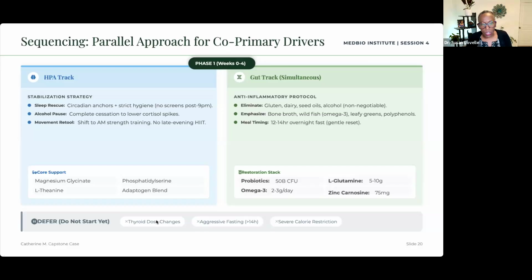Hold off on changing a thyroid medication right yet. Stop the aggressive fasting, and have her slow down on the caloric restriction.